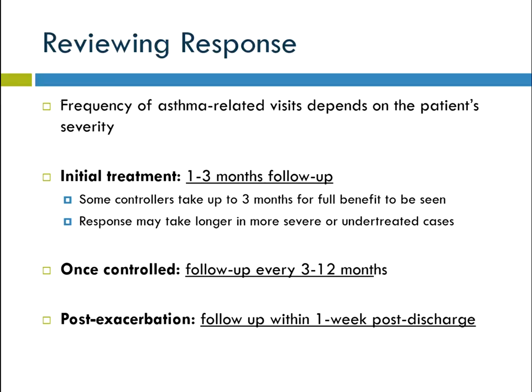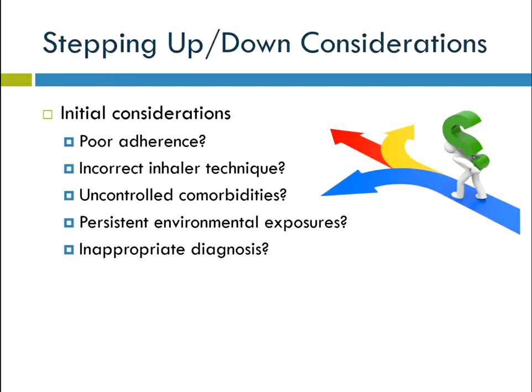Make sense? Alright, so when do we step it up and when do we step it down? We want to have some initial considerations. So what's their adherence, for in that side of control? Are they using proper technique? Do they have uncontrolled comorbidities? So remember that comorbidity is a risk factor. Good. Do they have persistent environmental exposures?